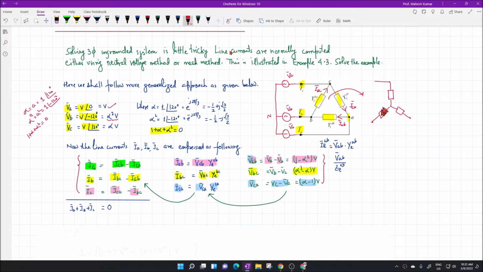You can take any A, B and C, any order, like this is A, this is B, this is C. Then you see this current is IA, this is IB, and this is IC. Now there is no fourth wire. The fourth wire is broken here. It's not there. Therefore, the sum of three currents will be equal to 0.